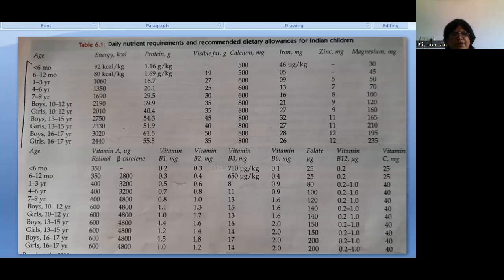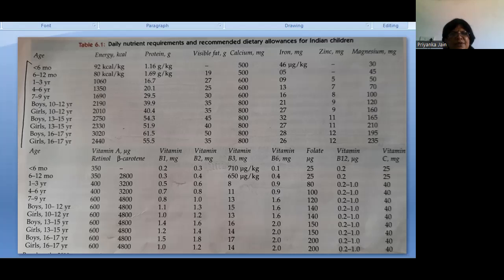And 13 to 15 year, boys and girls: energy 2750 in boys and 2330 calorie in girls. 54.3 gram protein in boys, 51.9 gram in females. 45 visible fat in boys and 40 in girls. Calcium requirement is 800 mg. And iron is 32 and 37. Zinc is also the same, 11.